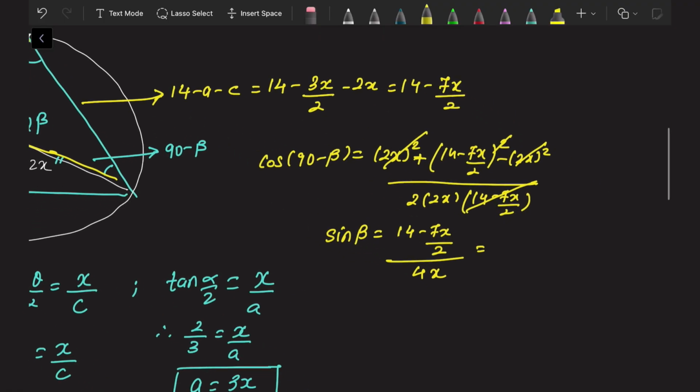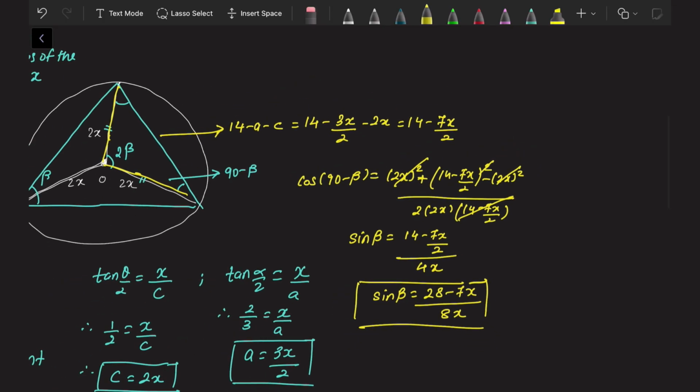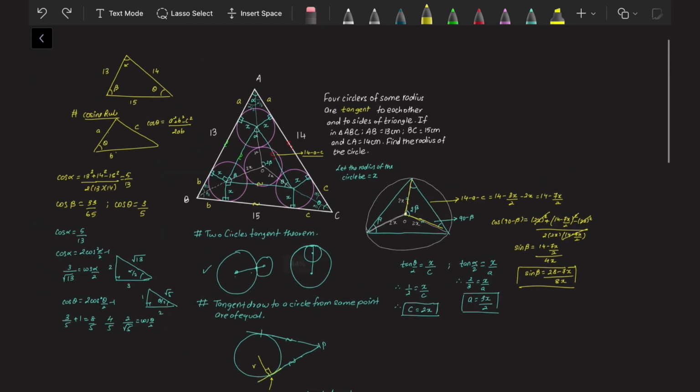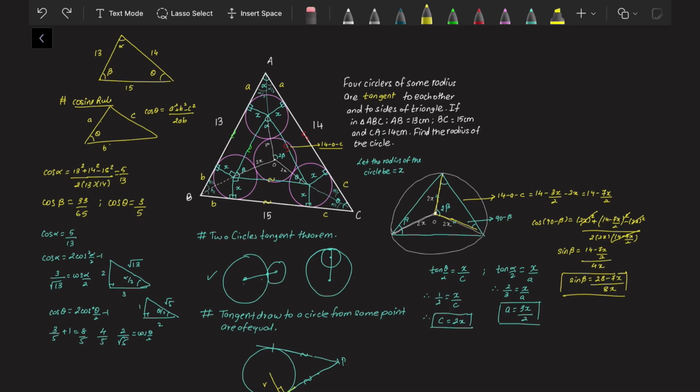So finally we can conclude very nicely that we have the value of sine beta as equal to (28 minus 7x) upon 8x. This is the very nice value of sine beta. Okay, now do we have a numerical value of sine beta? Definitely yes. Look carefully, we utilized cos theta to find tan theta by 2, and we utilized cos alpha to find tan alpha by 2, but we didn't utilize cos beta. That was the ridiculous value of all of them, that was 33 by 65.